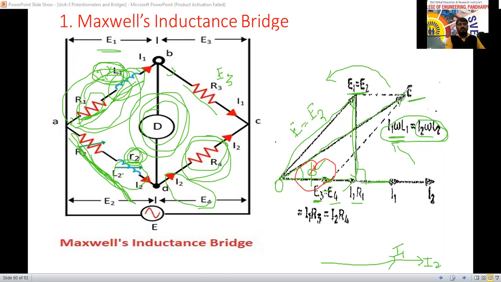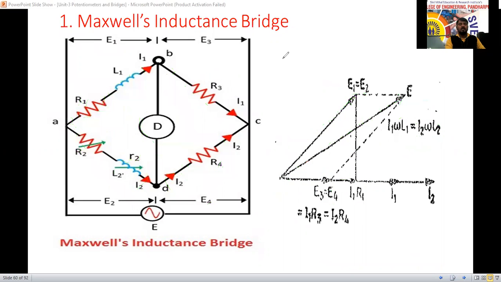Once the phasor diagram is over, then we'll start the expressions. How to draw the phasor diagram, I have explained in the practical. Should I explain the practical here again? I'm not sure whether I have explained or not. Don't know, sir. Check it.